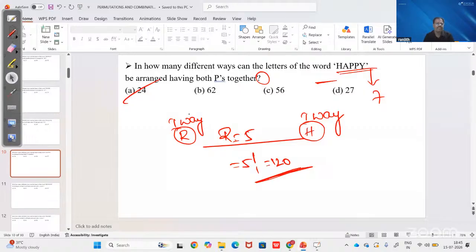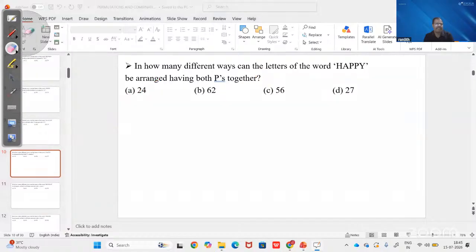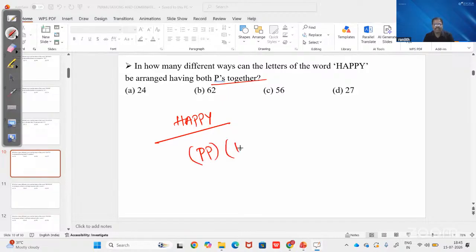Next. In how many different ways can the letters of the word HAPPY be arranged, with both P's together? In HAPPY, both P's are together and the remaining letters are H, A, Y. Both P's together count as 1. H, A, Y is 3. So 1 plus 3 equals 4 factorial.